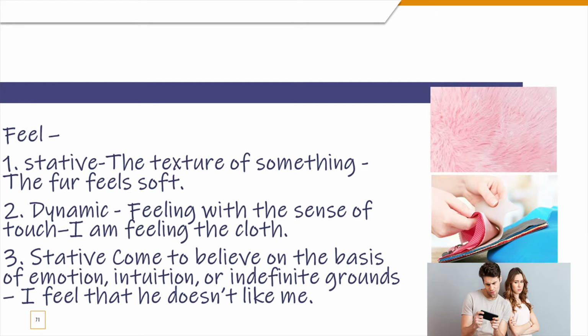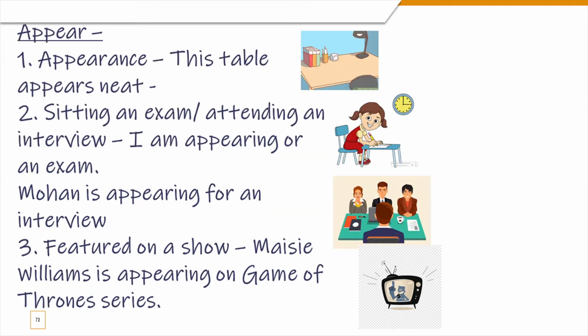Now the third one is a stative meaning. Okay, so here you come to believe on the basis of emotion or something that's indefinite. Okay, here you have your intuition playing, so you have a feeling for something. Okay, so for example, if someone is ignoring you, you might think, I feel he doesn't like me. Okay, maybe that's why he's on the mobile all the time, for example. Okay, so that's feel. So you have three different meanings for this word. Let's move on to the next word.